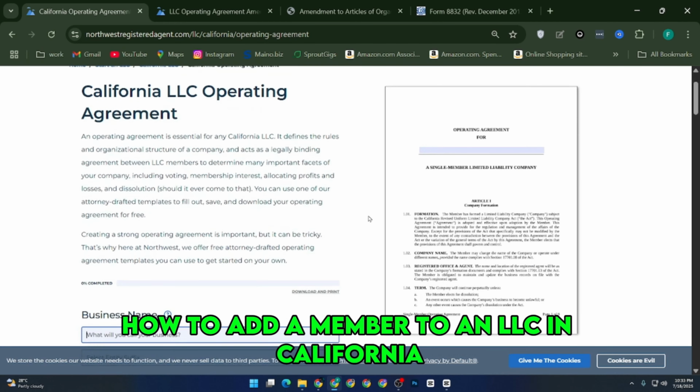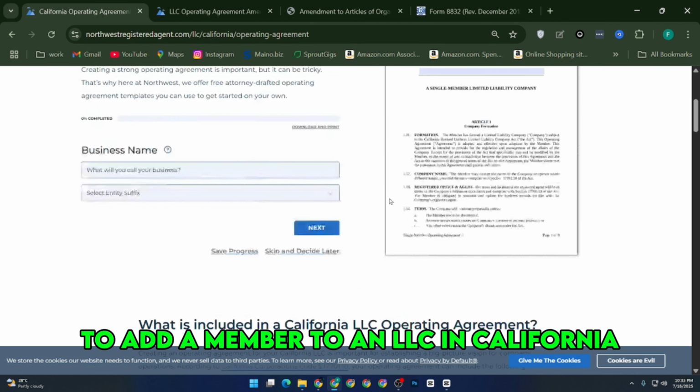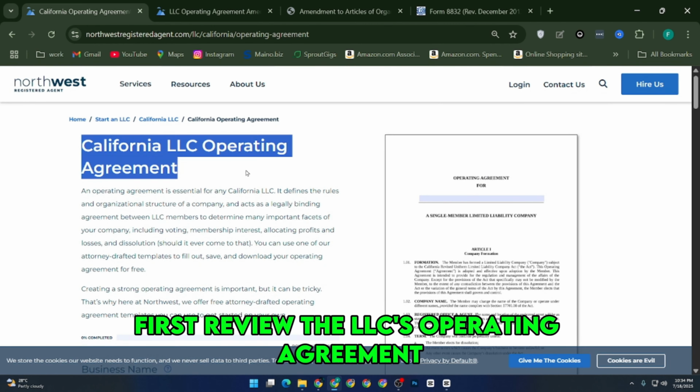How to add a member to an LLC in California. To add a member to an LLC in California, first review the LLC's operating agreement.